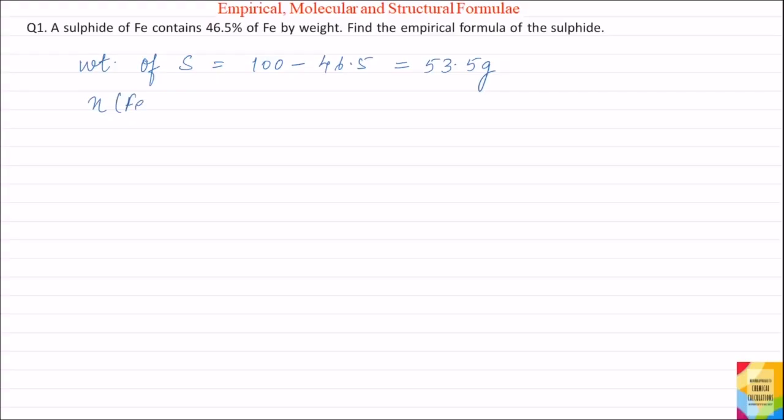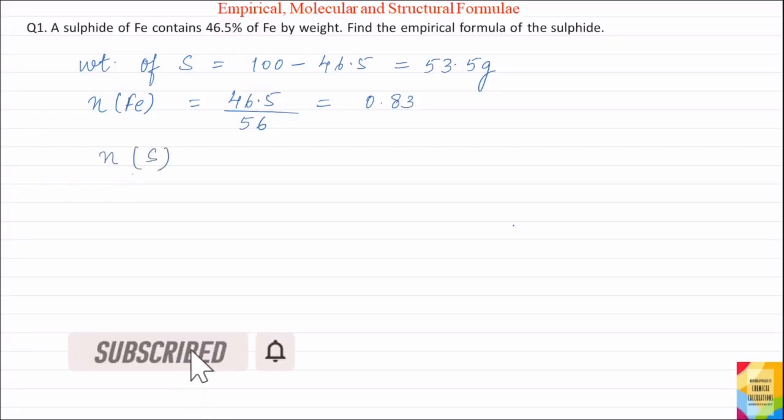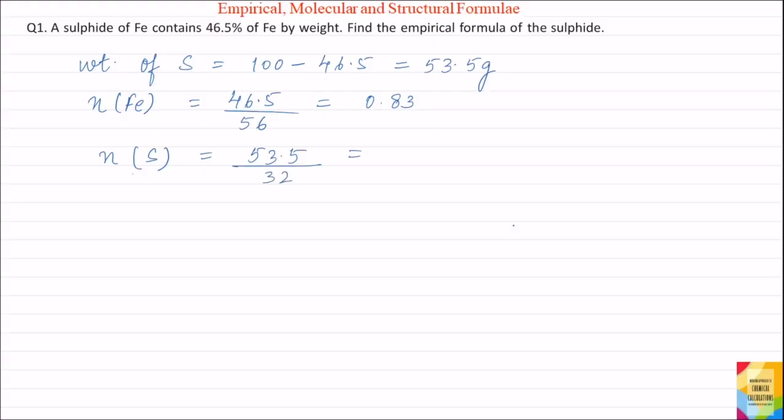Moles of iron will be equal to weight of iron divided by atomic weight of iron, that is 46.5 divided by 56, and this is equal to 0.83. Similarly, moles of sulfur will be equal to weight of sulfur divided by atomic weight of sulfur, that is 53.5 divided by 32, and this is equal to 1.67. Now we know the moles of iron and moles of sulfur.